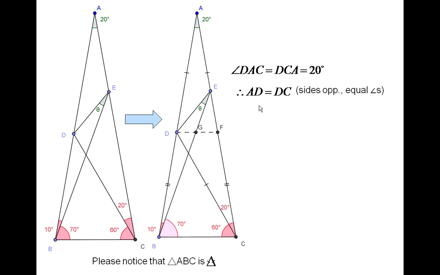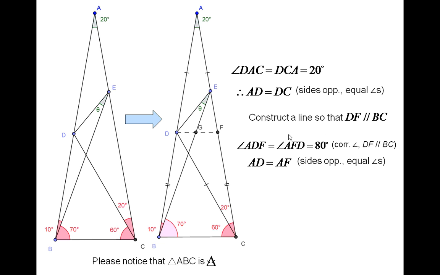Now there is a little more knowledge here. We can see clearly that angle DAC is equal to angle DCA, which is equal to 20 degrees, and so I can say AD equals DC, since sides opposite equal angles are equal, which is a property of isosceles triangles. Now I construct the line DF parallel to BC. I just write it down in case you want to read it again and again.